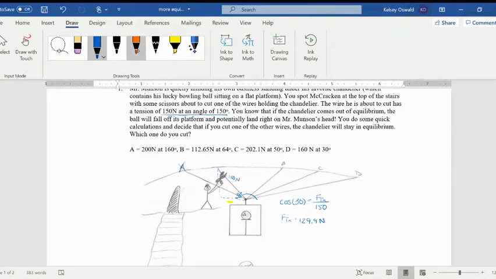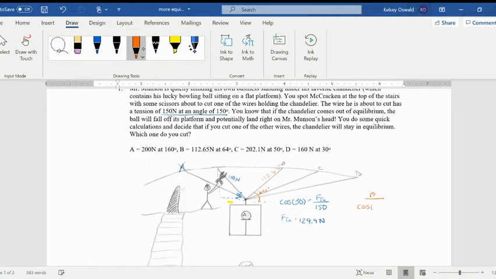So if we look at B, we know that that is 112.65 newtons at an angle of 64 degrees. So that's our acute angle coming from the right. That angle there is 64 degrees. So if we look at wire B, we again want to find the x component because we want to balance out the one that we're cutting.